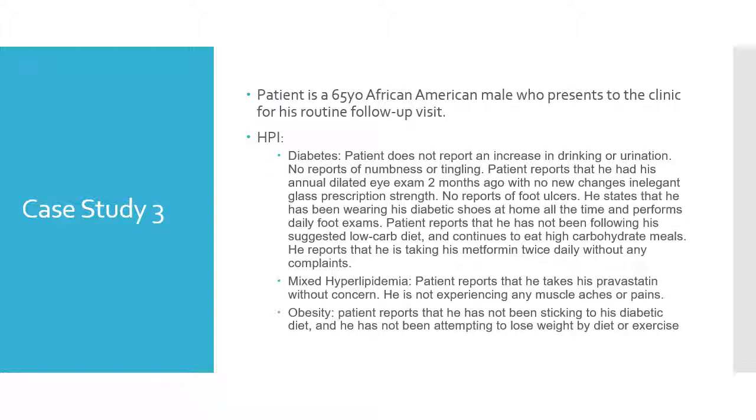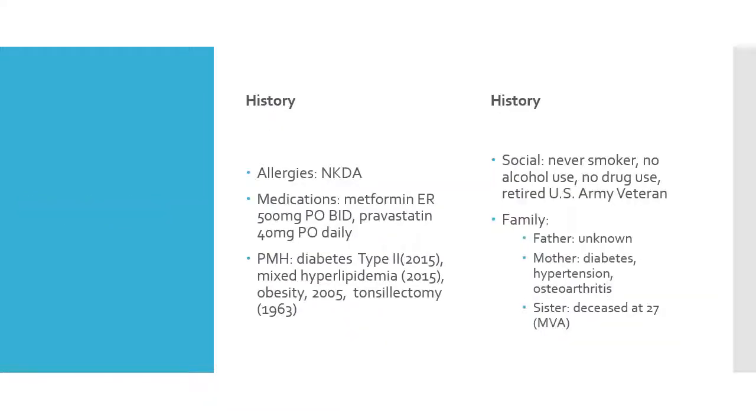A 65-year-old African-American male presents to the clinic for a routine follow-up visit. He's here for his diabetes, mixed hyperlipidemia, and obesity. He does not have an increase in drinking or urination, no numbness or tingling. He had his eye exam 2 months ago, no ulcers. He's been wearing his diabetic shoes. He's not been following his diet, and he's taking his metformin without complaints. He's taking his pravastatin without complaints, and he has not been attempting to lose weight.